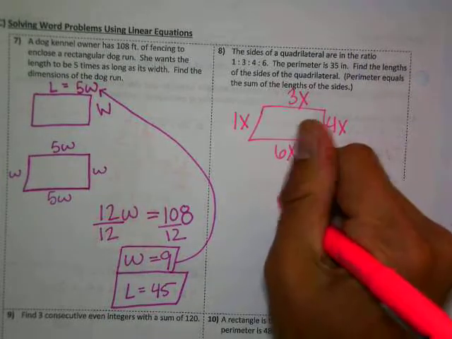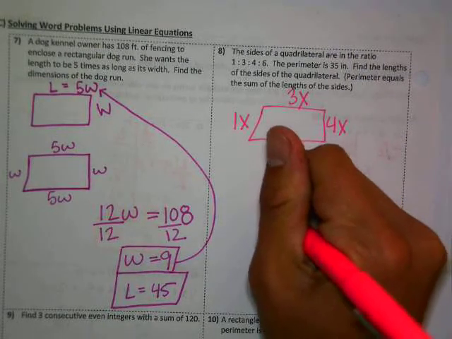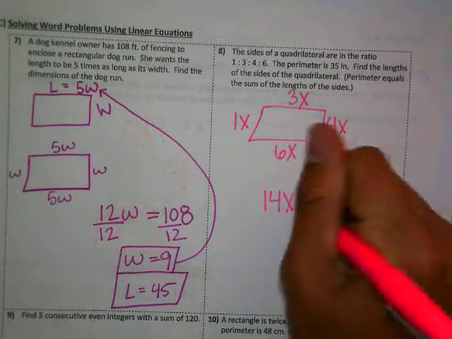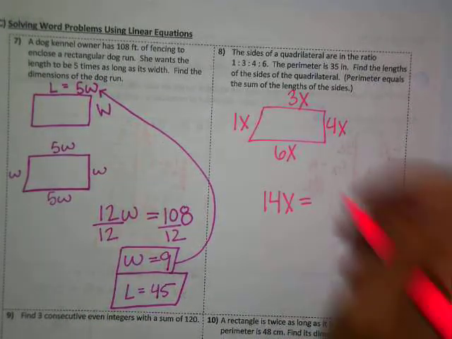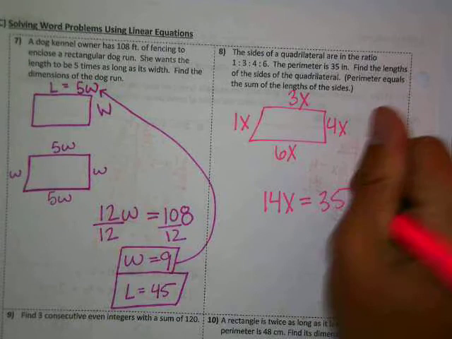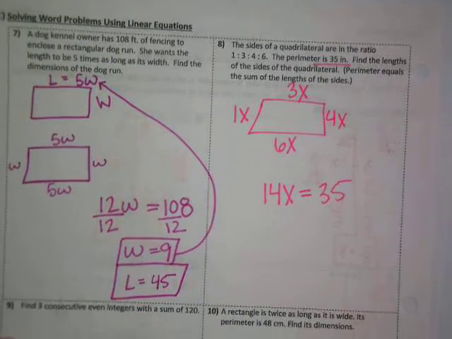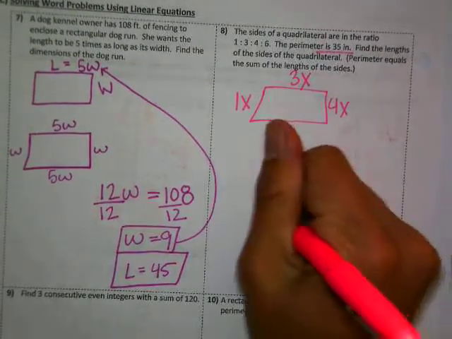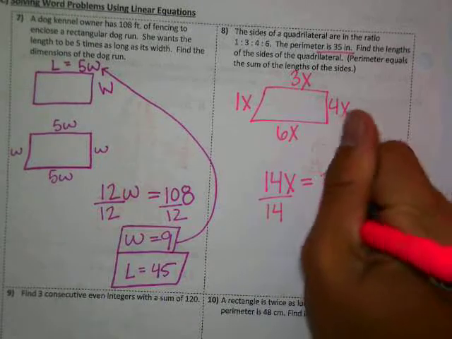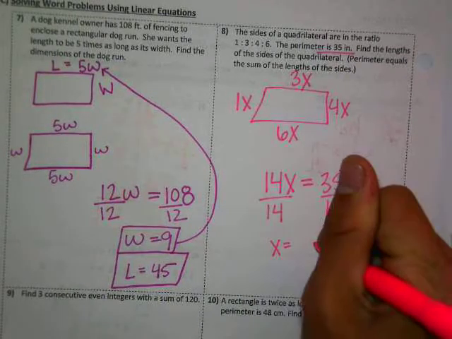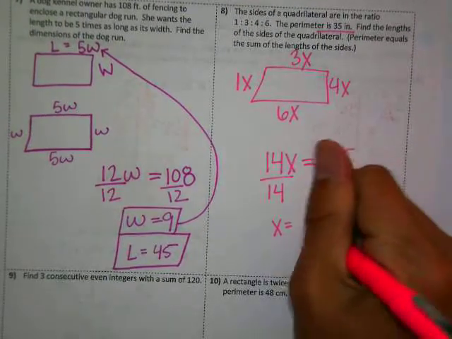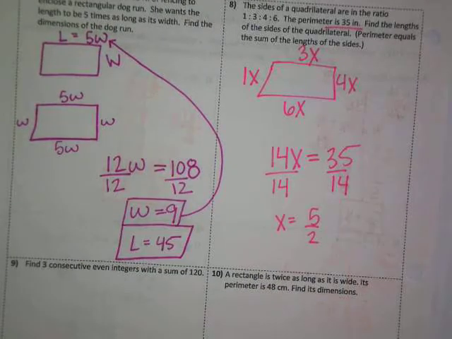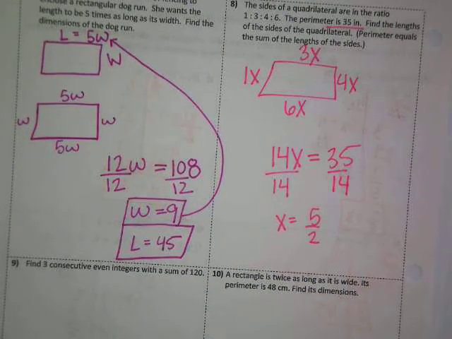And you're going to add them all together. Tell me again, what do I get? 14 x's, and it's going to equal 35 because I know the perimeter is 35. Then solve for x. And you get 5 over 2. Now, 5 over 2 is not the answer. The answer is asking for the lengths. So you just have to plug it into all 4 of those, and that would give you the answer.